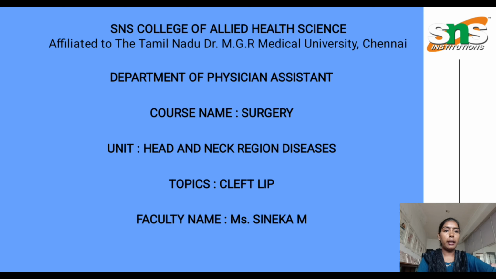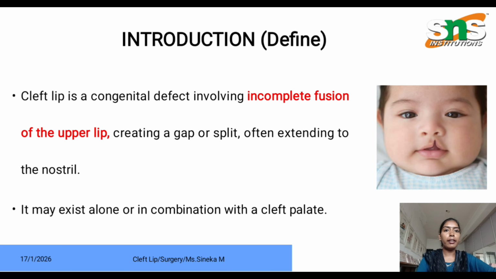Today we are going to see about cleft lip. Introduction. Cleft lip is a congenital defect involving incomplete fusion of the upper lip. Usually it is a by-birth defect creating a gap or split in the upper lip, which is shown in the image, often extending to the nostril. It may exist alone or in combination with cleft palate.